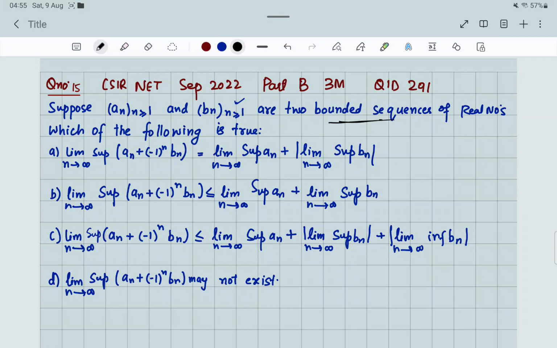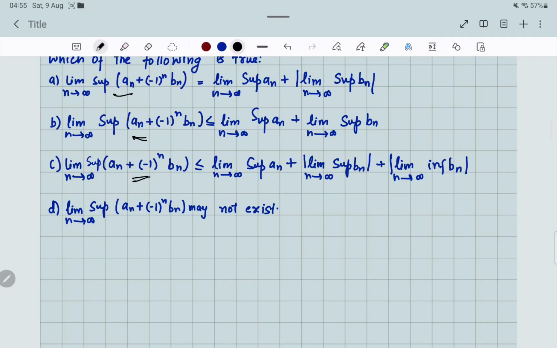Option A: limit n tends to infinity, supremum of a_n plus (-1)^n b_n equals limit supremum a_n plus mod of limit supremum b_n. The second option: the same thing is less than or equal to limit supremum a_n plus limit supremum b_n. The third option: this is less than or equal to limit supremum a_n plus mod of limit supremum b_n plus mod of limit infimum b_n. And option D: this limit may not exist.